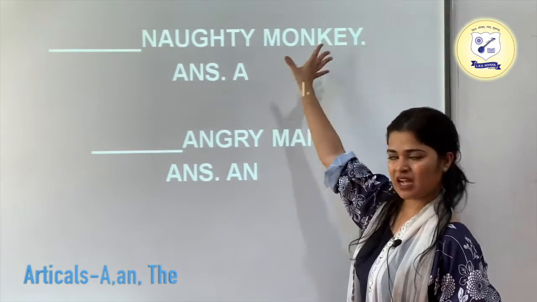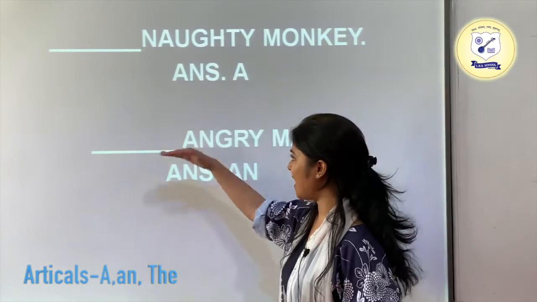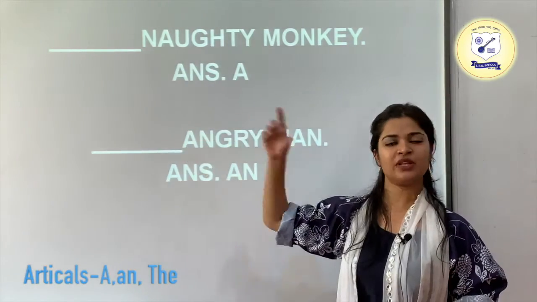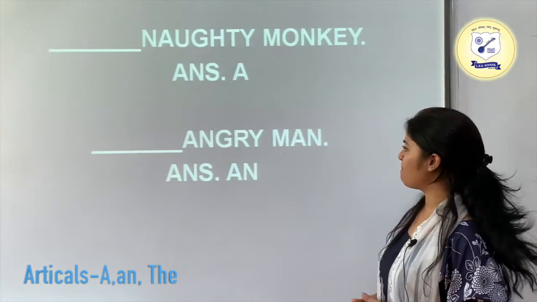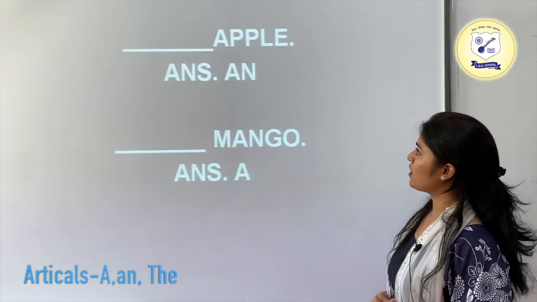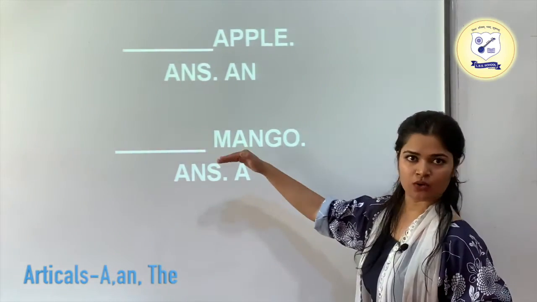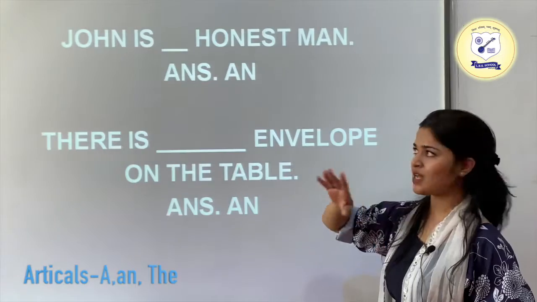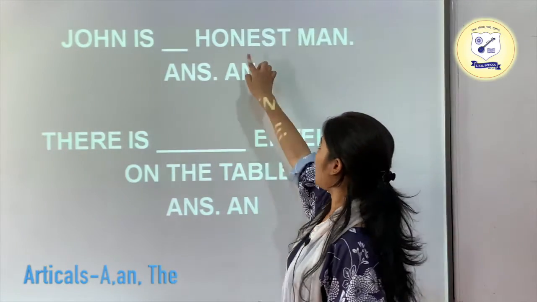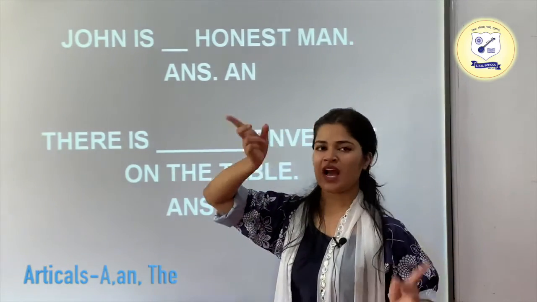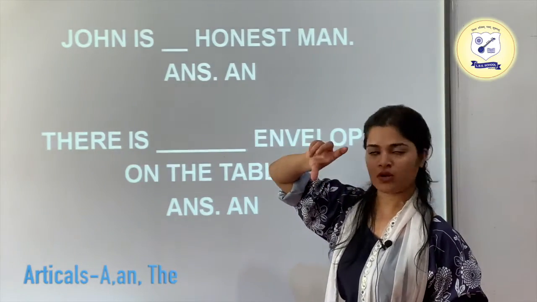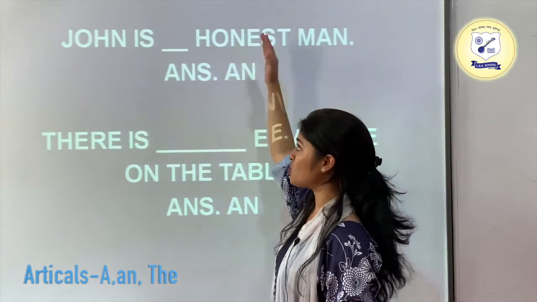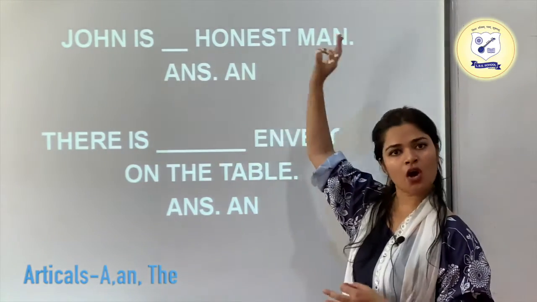A naughty monkey. An angry man. We are pronouncing it with a vowel sound, which is of A, so this would be "an angry man." An apple, a mango. There is a difference between the sounds. An honest man. Again we are having "honest." I have described earlier that this is beginning with an O sound. So this should be "John is an honest man."